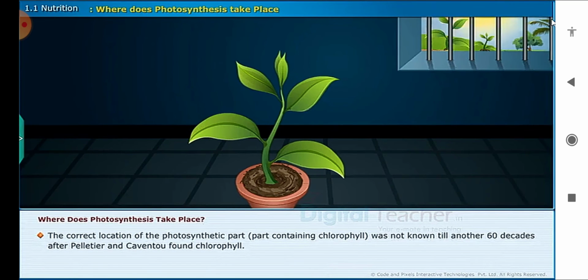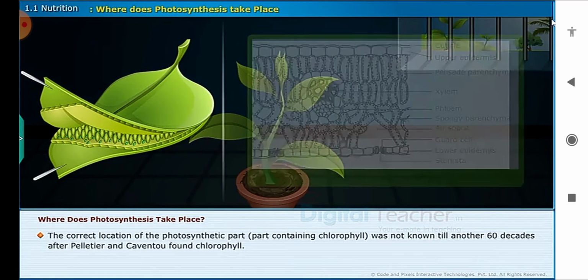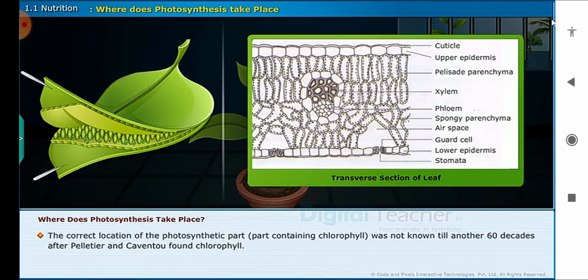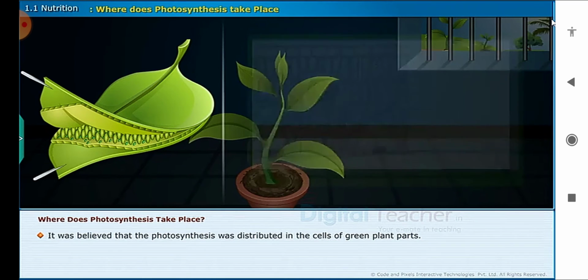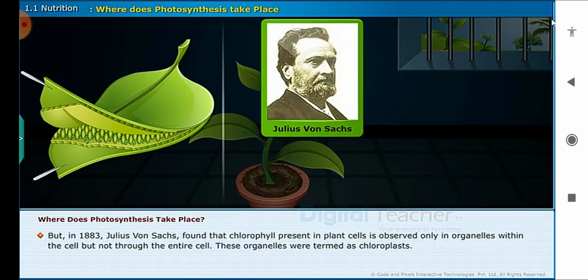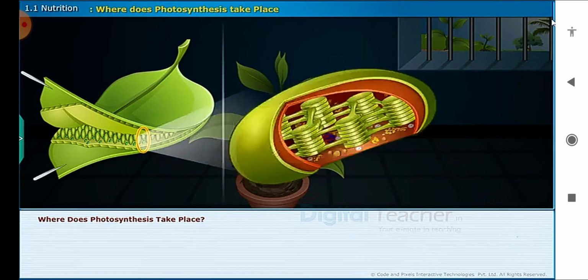The correct location of the photosynthetic part containing chlorophyll was not known till another 60 years after Pelletier and Caventou found chlorophyll. It was believed that photosynthesis was distributed in the cells of green plant parts. But in 1883, Julius von Sachs found that chlorophyll present in plant cells is observed only in organelles within the cell but not through the entire cell. These organelles were termed chloroplasts.